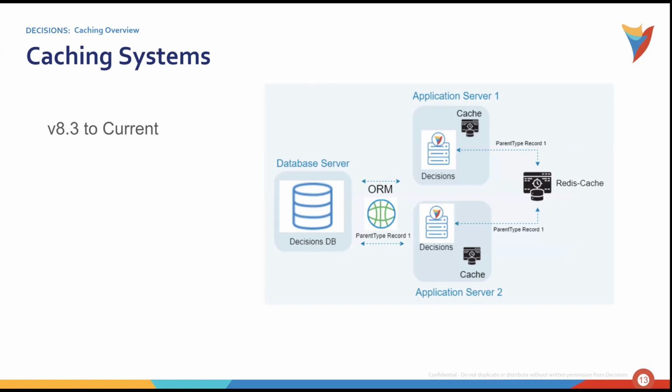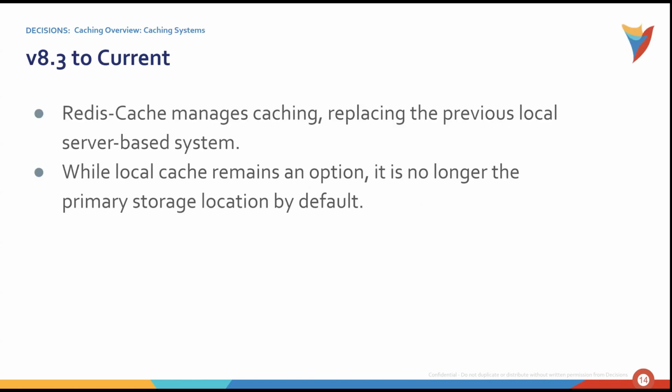Now let's look at the caching system which we are using from version 8.3 to the current version of Decisions. As of version 8.3, caching is handled by Redis cache and not locally per server as in prior versions. So basically, local cache is still available, but it is not the default location to store the cache.